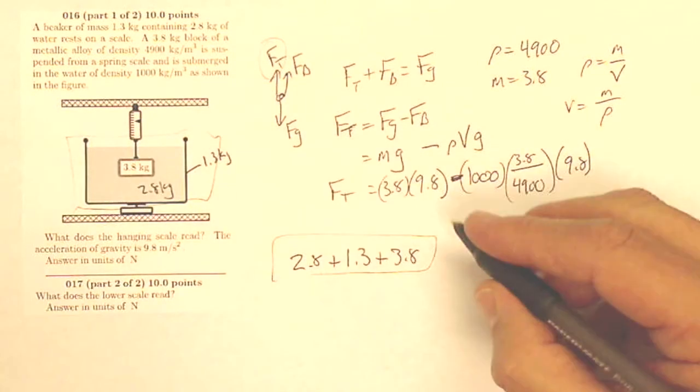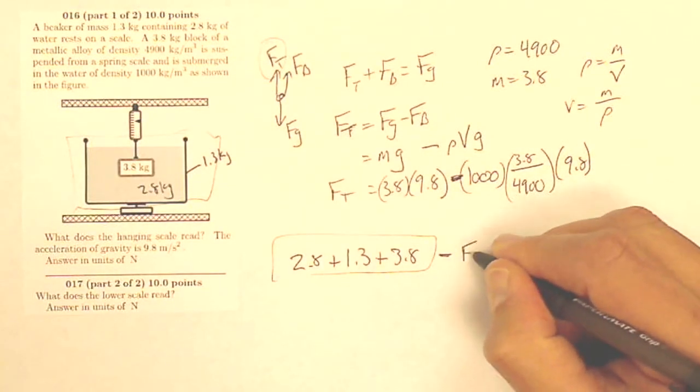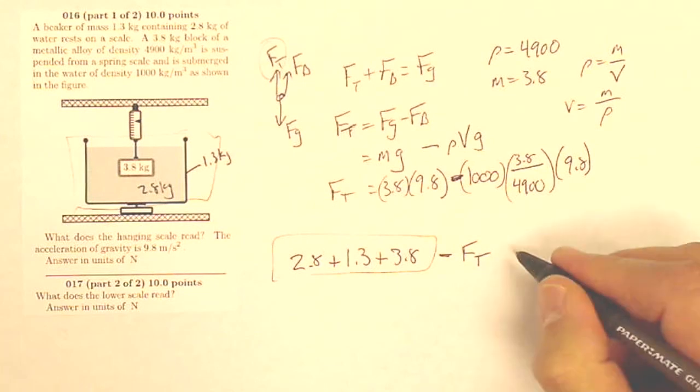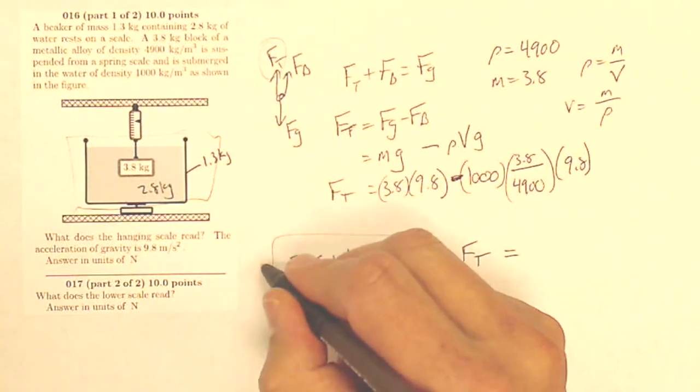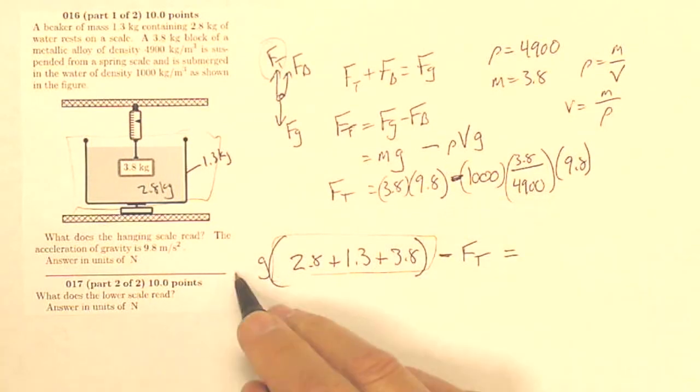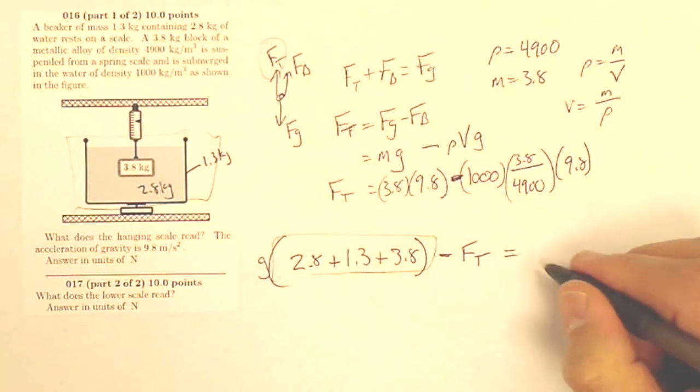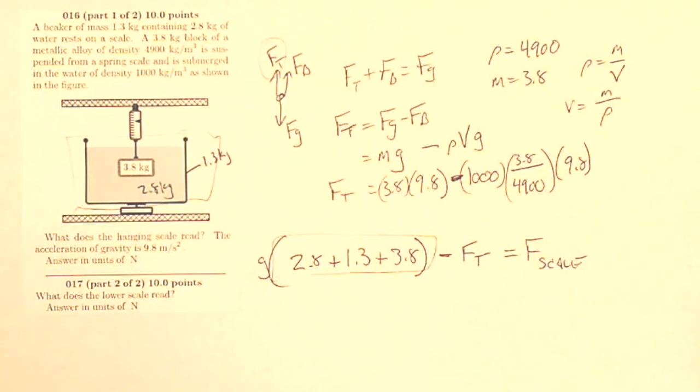But up here, it's pulling up. So I've got to minus my force of tension that's pulling up. And that's going to equal what the bottom scale weighs. Actually, this is all mass, so I'm going to have to multiply that by gravity. So that's a force minus a force is going to give me the force on the bottom scale. And that's what the bottom scale will read.